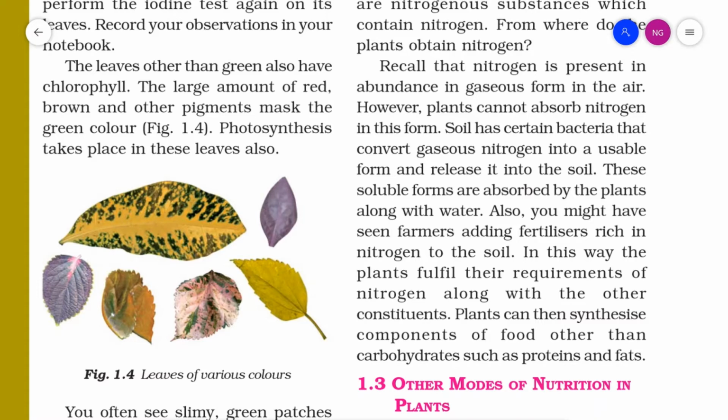The leaves other than green color also have chlorophyll. But the other pigment just masks the green color in the colored leaf. But photosynthesis takes place in colored leaves also.